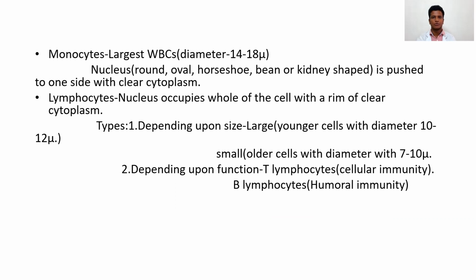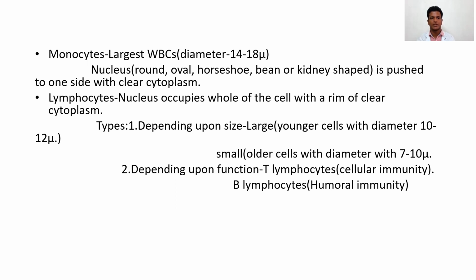Monocytes are the largest WBCs, with a diameter of 14 to 18 microns. Nucleus is round, oval, horseshoe, bean or kidney shaped, which is pushed to one side with a clear cytoplasm. Lymphocytes: the nucleus occupies the whole of the cell with a rim of clear cytoplasm.